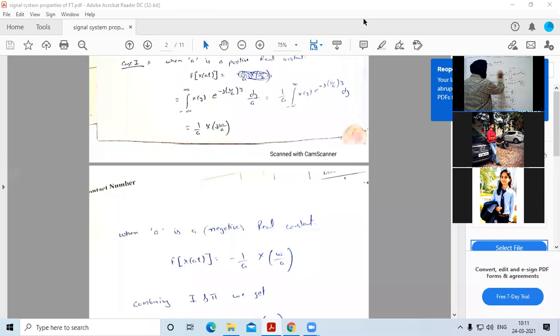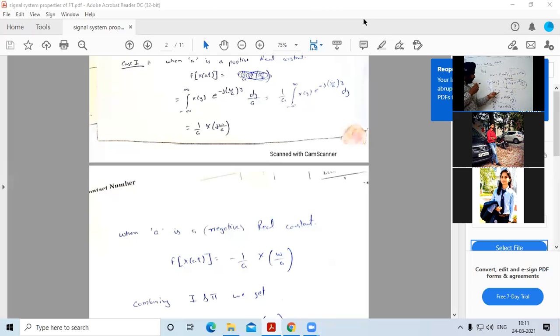Now we will do the proof of this property. X of omega, this is the standard formula of the Fourier transform. Then we will find the Fourier transform of x(at). Instead of x(t) we write x(at). To solve this Fourier transform, we put at equal to y. Then dt is equal to dy upon a. We put these values in the above equation.